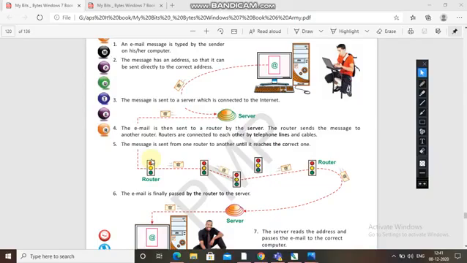Routers are connected to each other by telephone lines and cables, so that the signals pass through the wires and the message is sent from one router to another router till it reaches the correct one. When it has reached the correct router, it finally sees the address and sends it to the server, and the server reads the address and passes the email to the correct computer.